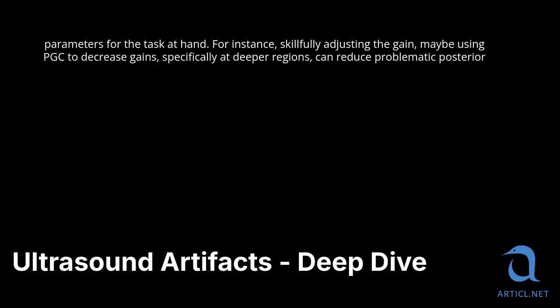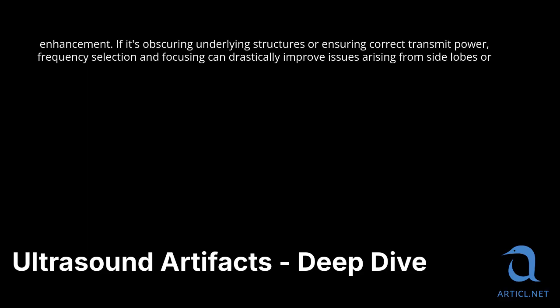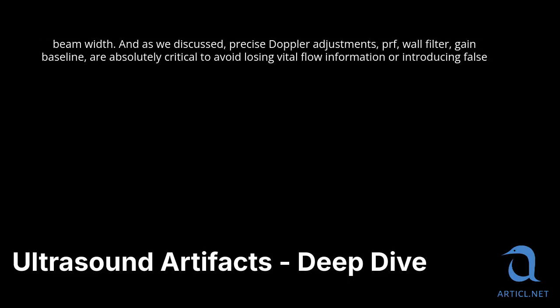For instance, skillfully adjusting the gain, maybe using PGC to decrease gain specifically at deeper regions, can reduce problematic posterior enhancement if it's obscuring underlying structures. Or ensuring correct transmit power, frequency selection, and focusing can drastically improve issues arising from side lobes or beam width.